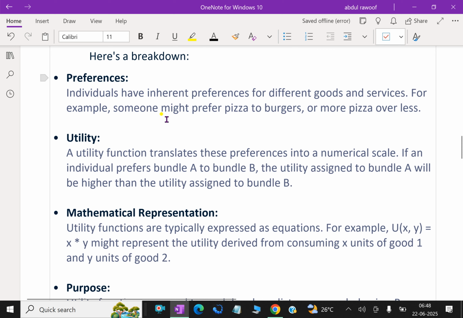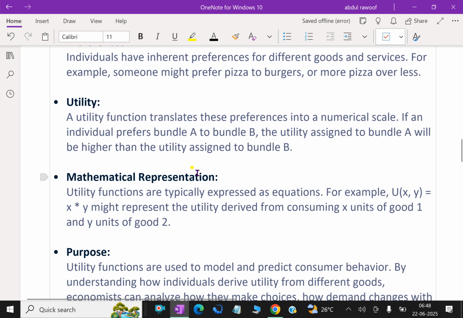Preferences. Individuals have inherent preferences for different goods and services. For example, someone might prefer pizza to burgers, or more pizza over less. Utility. The utility function translates these preferences into a numerical scale. If an individual prefers bundle A to bundle B, the utility assigned to bundle A will be higher than the utility assigned to bundle B, and vice versa.